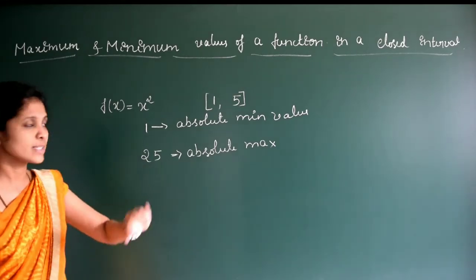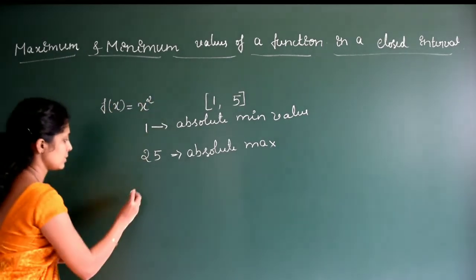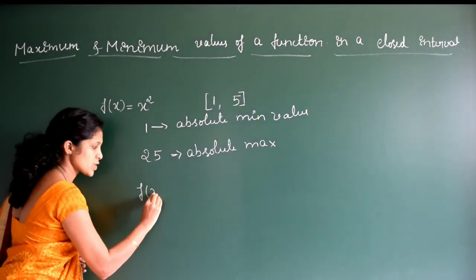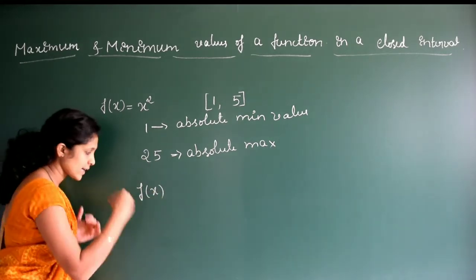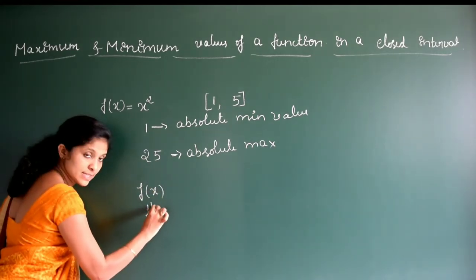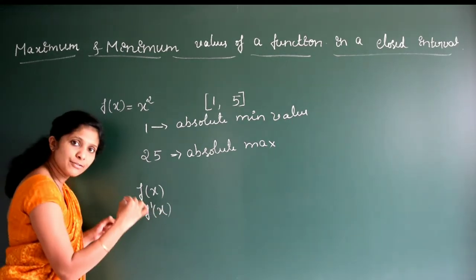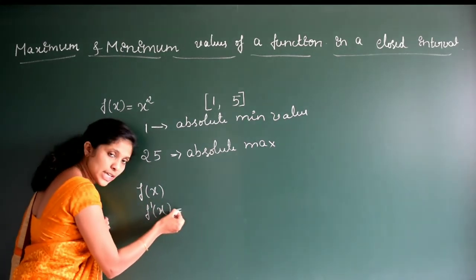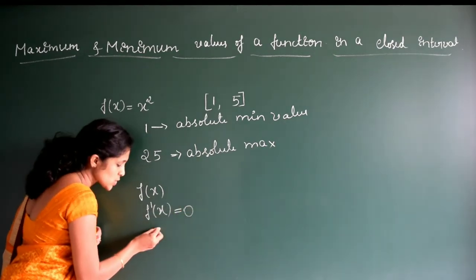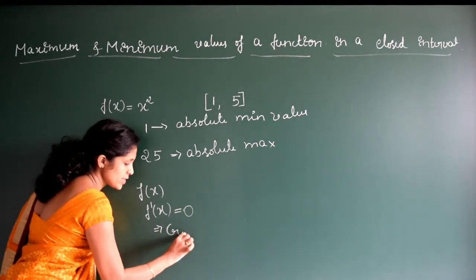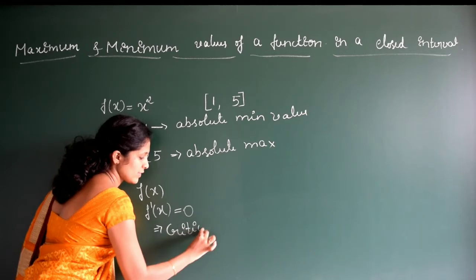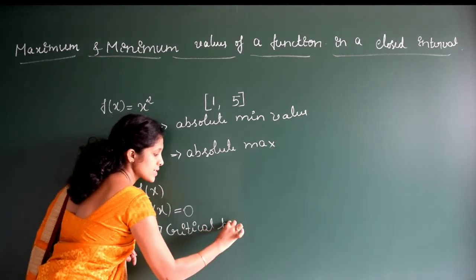What you have to do is, similar to local maxima and local minima, you have to consider the function f of x first. Second step, you have to differentiate this, so that will be f dash of x. After differentiating, you have to equate this to 0 so that we'll get the critical points. Is it clear? So that we'll get the critical points.